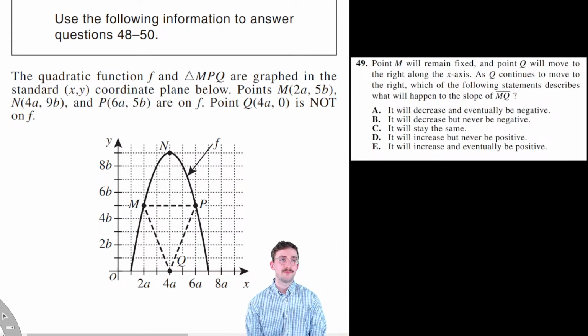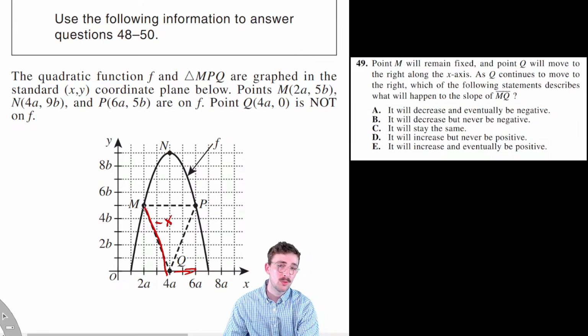Point M will remain fixed and point Q will move to the right along the x-axis. Okay, so we're going to be moving Q to the right. As Q continues to move to the right, which of the following statements describes what will happen to the slope of MQ? The slope of MQ right now is negative something. It's just negative. Let's just say negative x. As this moves, let's choose a point all the way over here.